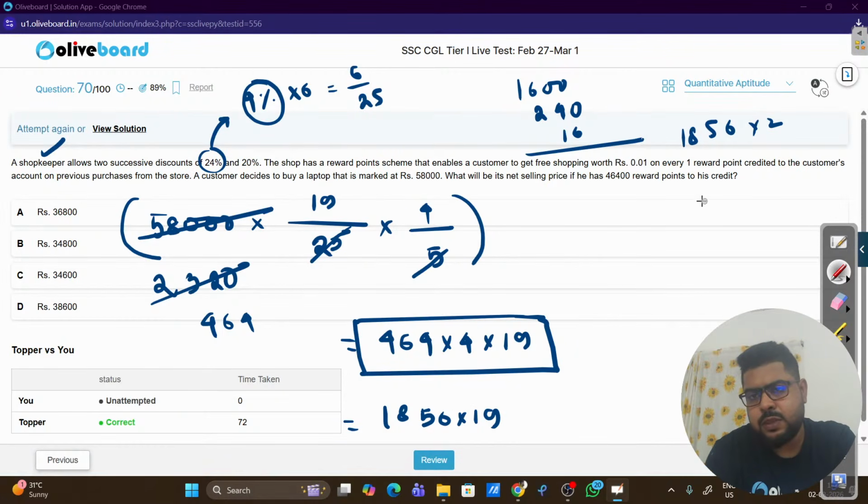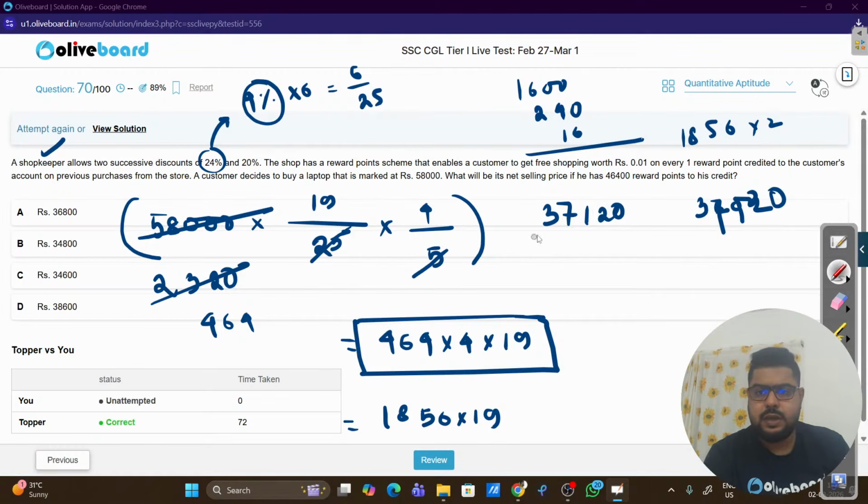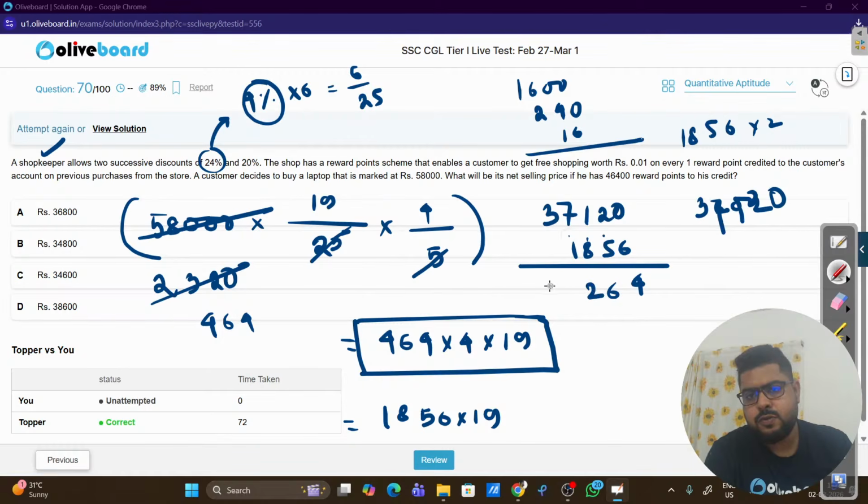1856 into 2, 3600, sir, 3712 minus 8, so 3700. And this 3700 and 120 minus 1856. 4, 6, 6, 9, 2, 2, 35.